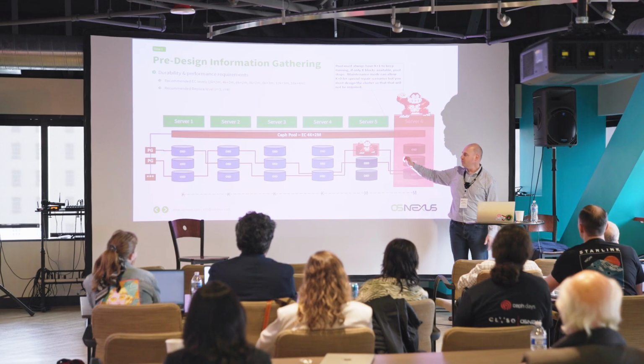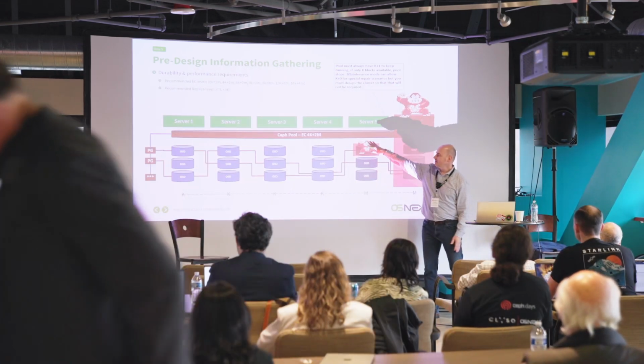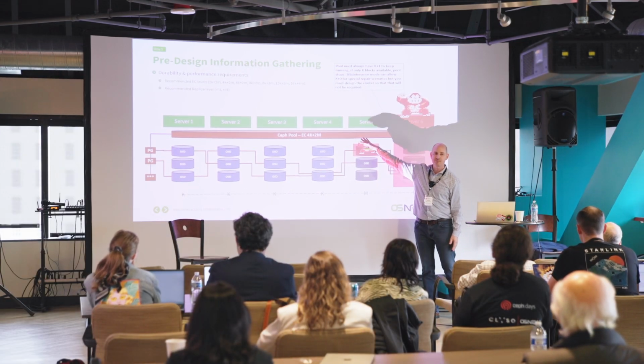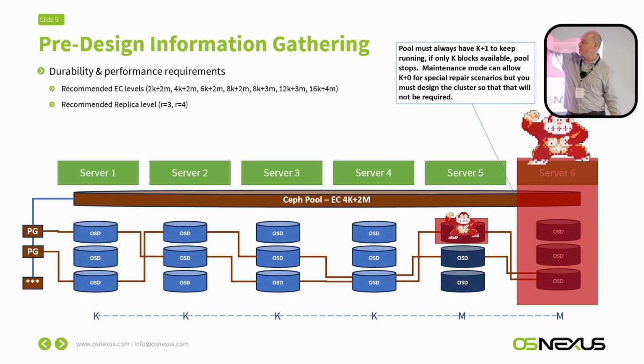One interesting thing here too is you can use some tricks to keep the usable capacity at the same level. This is also on Anthony's slide. Instead of 4K plus 2M, you can use 6K plus 3M, and you've just upped the durability so that now you can lose a host and lose a drive and not have any downtime at all. So you don't have to always sacrifice usable capacity to get more durability. You can extend the stripe length to achieve the same goal.